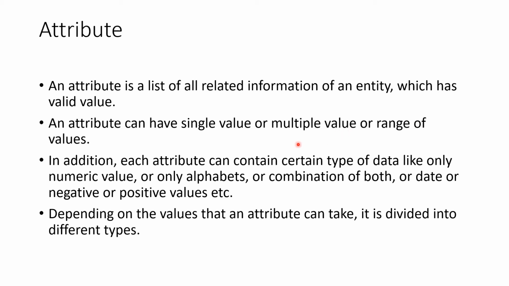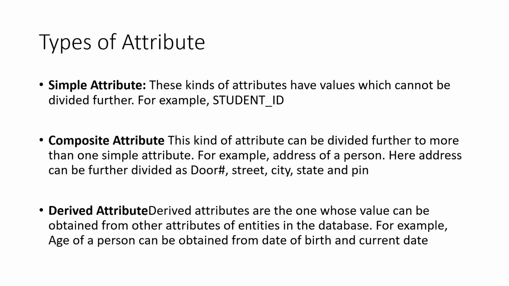Then in addition, each attribute can contain a certain type of data, like only numeric value or only alphabets or a combination of both, or date, or negative or positive values, etc. So these kinds of values can be written in the attribute. Depending on the values that an attribute can take, it is divided into different types. Now we will be studying different types of attributes.